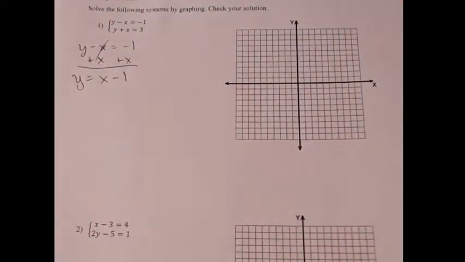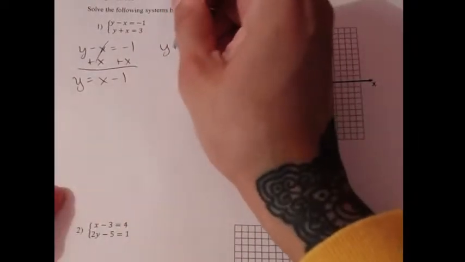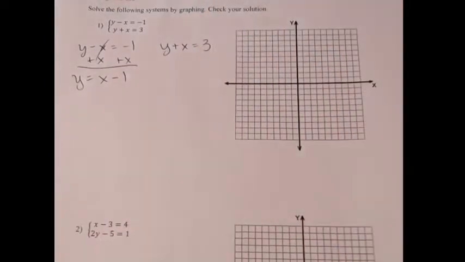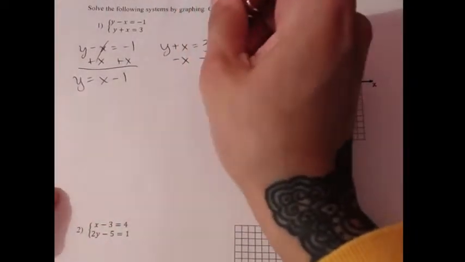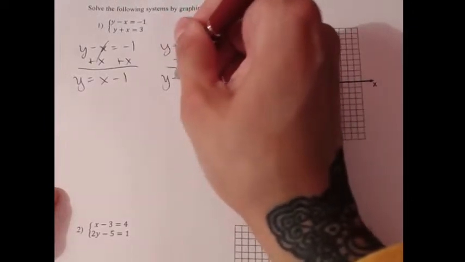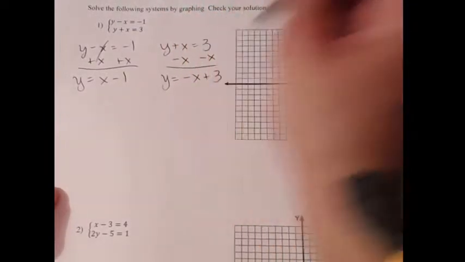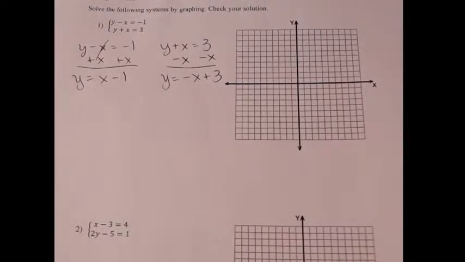There's my first equation. The next equation, we have y plus x is equal to 3. So again, I'm going to rewrite this in slope-intercept form. So we subtract x from both sides, and we get y is equal to negative x plus 3. Now, you should all be able to, at this point, tell me the slope of each line and tell me the y-intercept of each line.